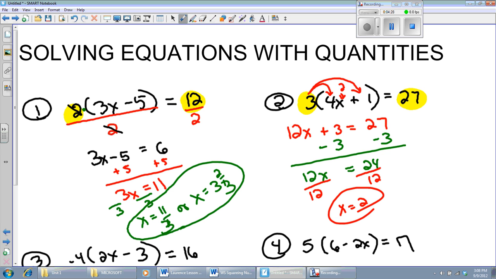4 times 2 is 8. 8 plus 1 is 9. 9 times 3, 27. Ooh, I got a nice scarlet star, just like the Buckeyes.